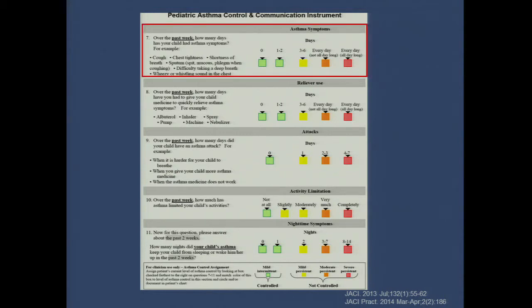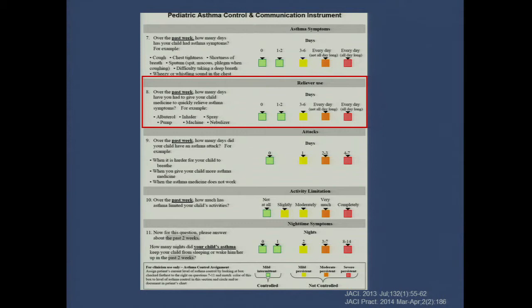The first question says, over the past week, how many days has your child had asthma symptoms? For example, cough, chest tightness, shortness of breath, and so on. You see the response options range from 0 days in the past week to every day, all day long. You also notice that the response options are color-coded. That's to make it easier for you and me to quickly scan their responses and determine if they're problem areas or not. Green responses mean things are good, and red obviously means things are the worst.